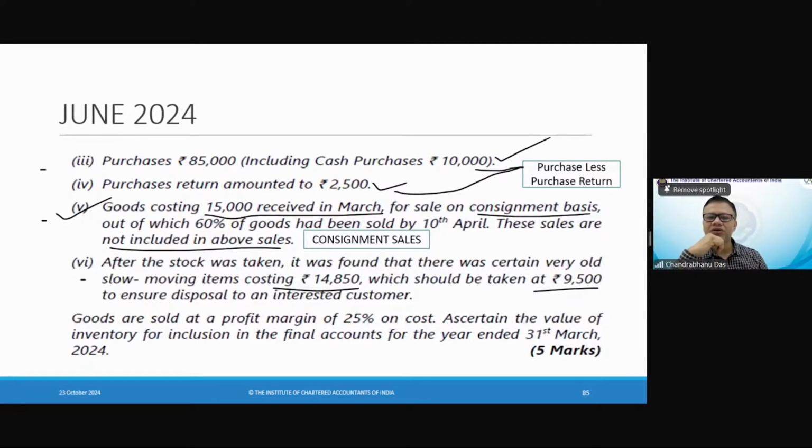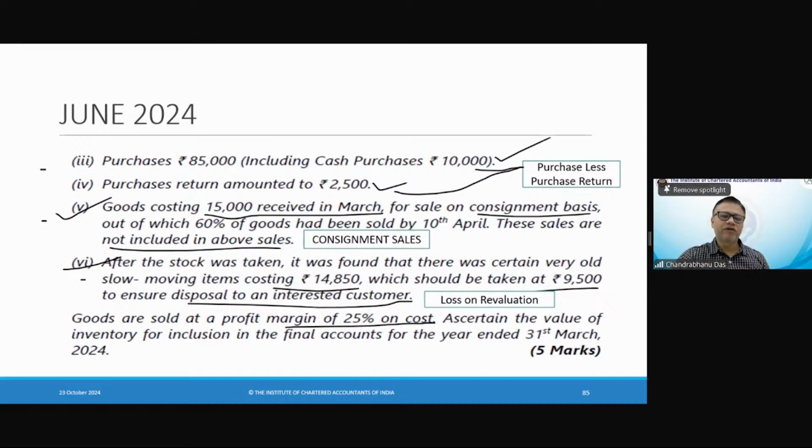After the stock was taken, it was found that certain very old, slow moving items, which are 14,850, should be taken at 9,500 to ensure disposal to an interested customer. That means a stock item which is 14,850, seeing the market conditions, is taken at 9,500 because it's a slow moving item and will be disposed of. For disposal, we give it a lower rate than the cost, and this comes under the loss on revaluation. You have not sold it to a customer, but you intended that if this is the price, it will ensure disposal to an interested customer. So there is a loss on revaluation.